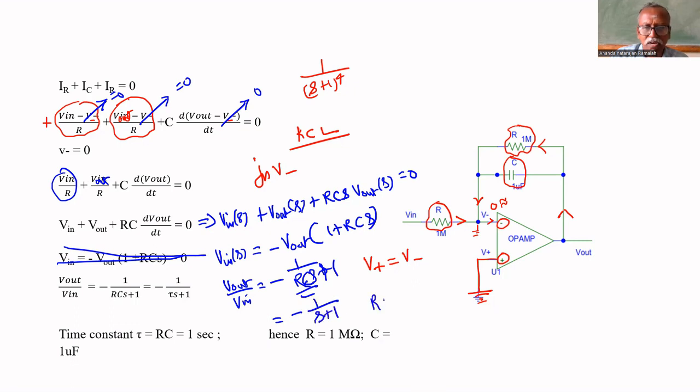If RC equals 1, let us choose C equal to 1 microfarad and R equal to 1 megohm. Therefore, RC equals 1. So, if you select C equal to 1 microfarad and R equal to 1 megohm, then the transfer function is minus 1 by (S plus 1).